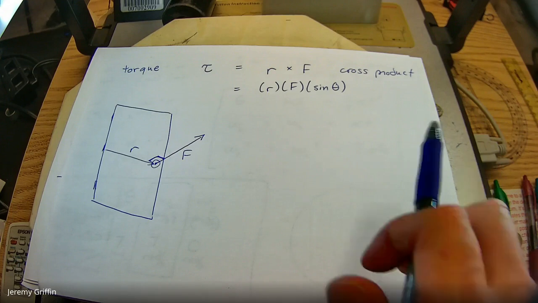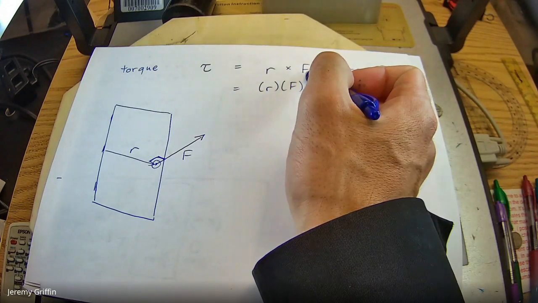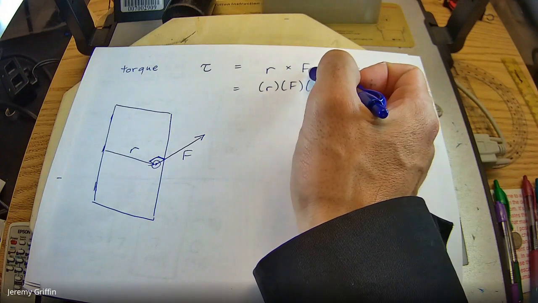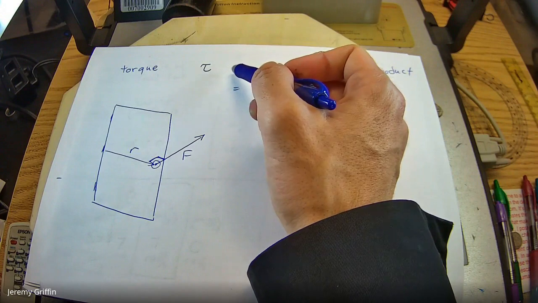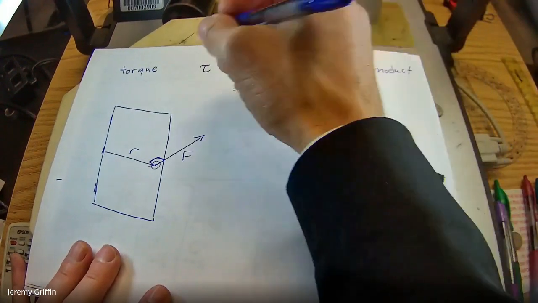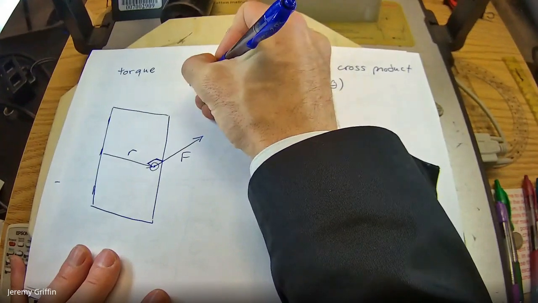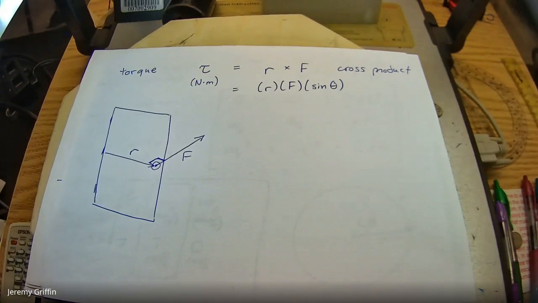What about the units for this? Well, I see R is in meters, F is in newtons, and I remember doing the dot product, force times distance was joules. So is this joules? No, this is not joules. Guess what this is measured in? Newton meters. You always just call it newton meters. So torque is measured in newton meters, and nothing else. Don't ever say joules because it's a completely different concept.